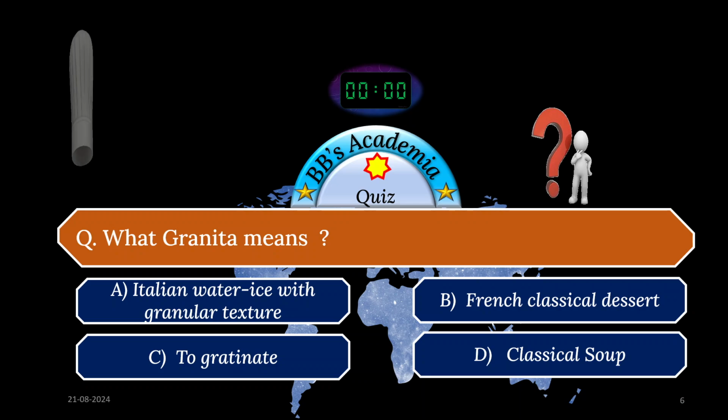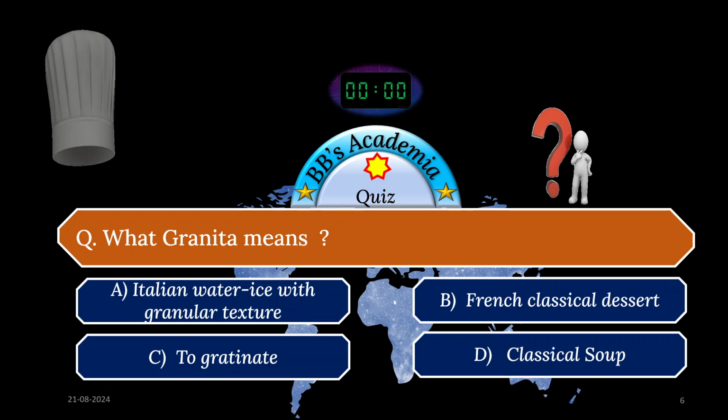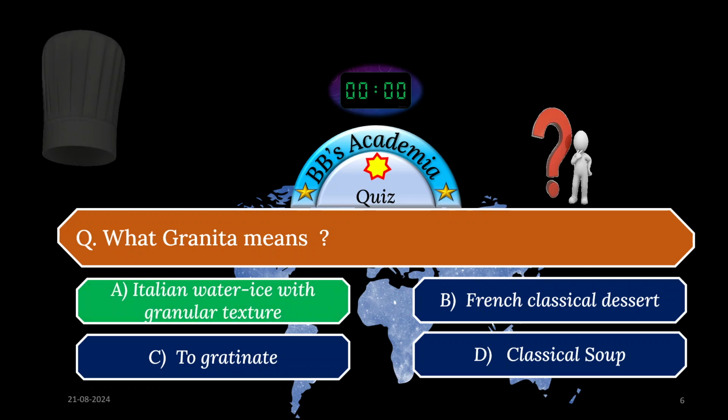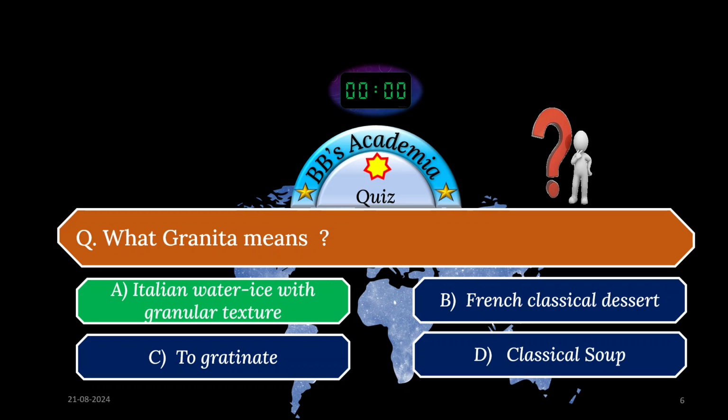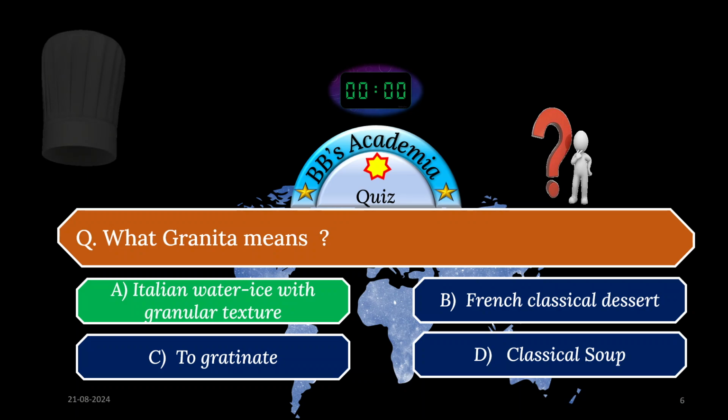Well, your time is up. Hopefully, you were able to give the right answer, and it is time to check it. So here it is. Yes, it is the Italian water ice with granular texture. Once again, those who have given the correct answer, I congratulate them. And if not, note it down in your notebook for your future reference. Now it is time to know a little more about granita, and here it is on your screen now.